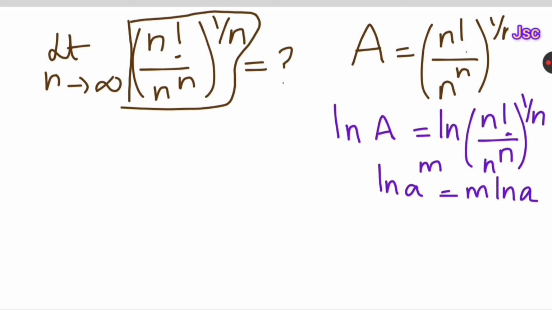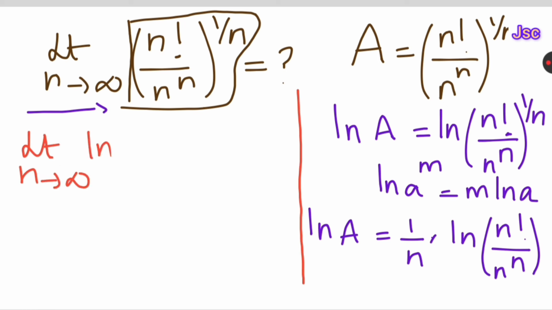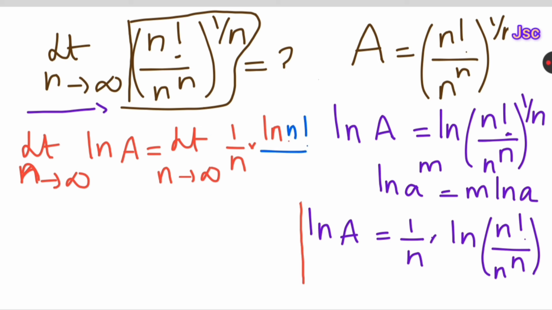So we can write this as 1 over n times ln of n factorial over n raised to the power of n. In our given question we have a limit. So let's take limit on both sides. So limit n tends to infinity ln a is equal to limit n tends to infinity 1 over n times ln of n factorial over n raised to the power of n.